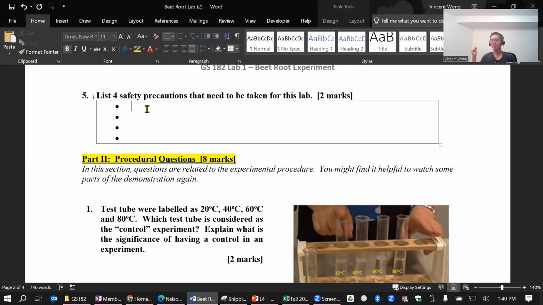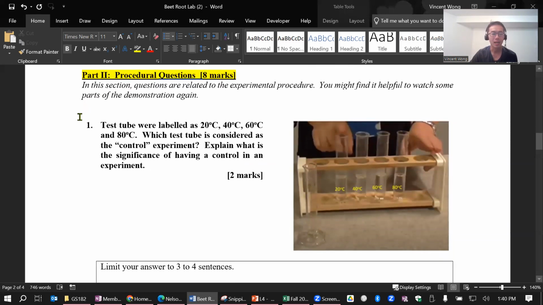You can say, as a precaution, that if one of the solutions was spilled, make sure it is properly cleaned up, so people don't slip on it. Okay, that's good. So think about it. And you're using knives, right? So think about the precaution for using knives. All right, moving on.